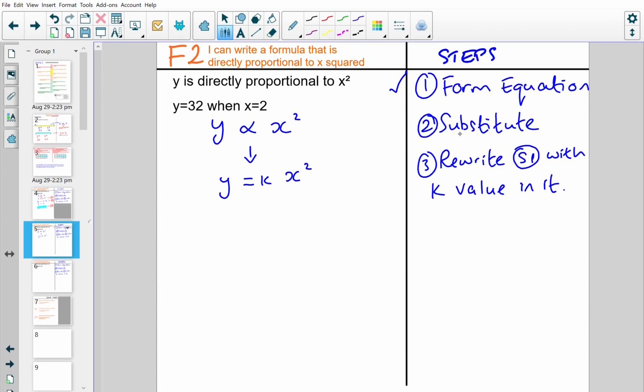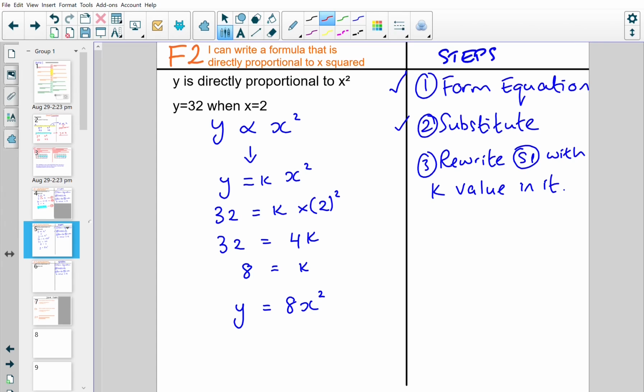That's done. Step 2, substitute. So when y is 32, so instead of y here I write 32. K is a constant we're trying to find, keep it the same. Multiply by x is 2, the power of 2. Again, 32 equal k multiplied by 2 to the power of 2 is 4k. Divide by 4 on both sides, so k is 8. And then lastly, rewrite step 1 equation with the k value in it. So y equal 8x squared.